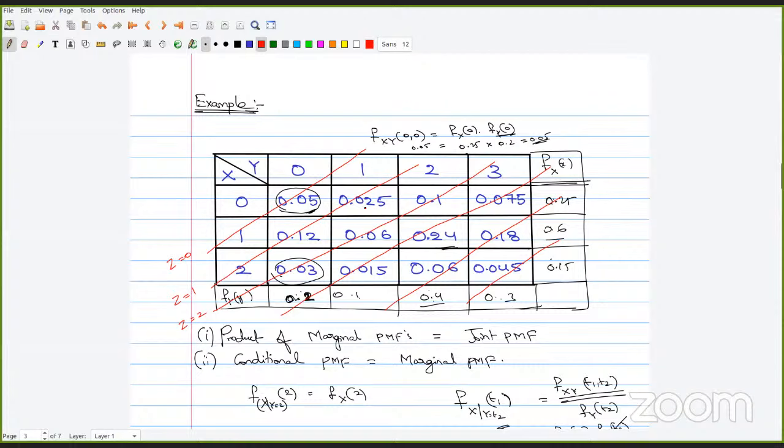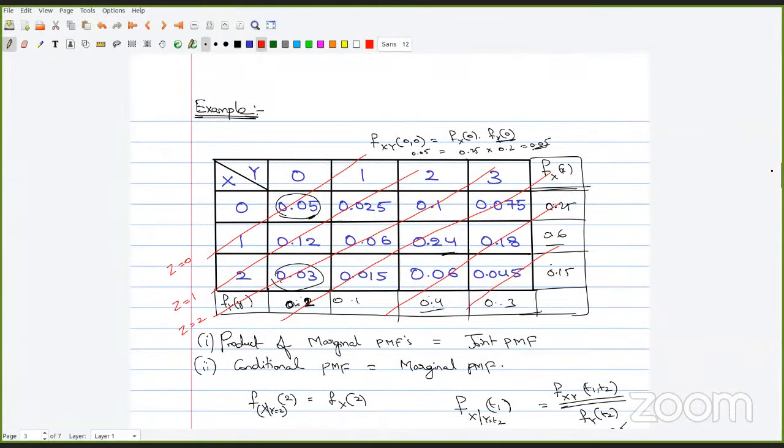Yes. So that is what we have taken. So what is the probability that X equals 0 and Y equals 0? From this joint PMF you can see, right? This is the joint PMF of X equals 0 and Y equals 0, which is 0.05. So therefore F_Z of 0 will be 0.05.